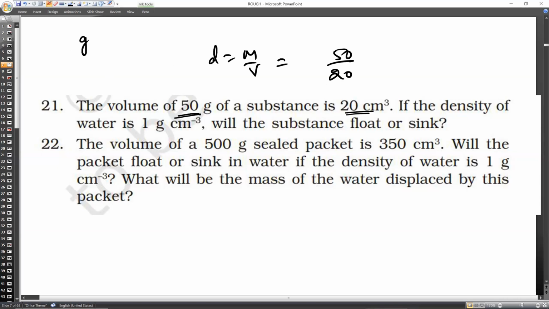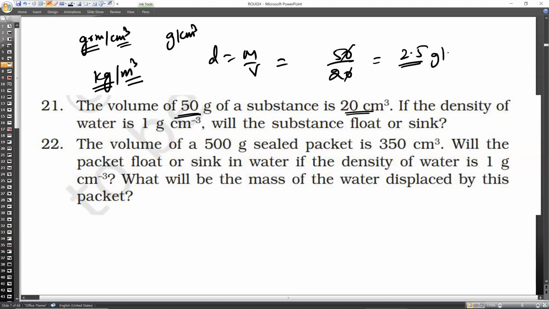We have two units of density: one is gram per centimeter cube and the other is kilograms per meter cube. So if this is in kg, then it should be in meter cube. If this is in grams, then it should be in centimeter cube. Here it is in grams and centimeter cube, so it's okay. You can calculate this one. You will get 2.5 grams per centimeter cube.